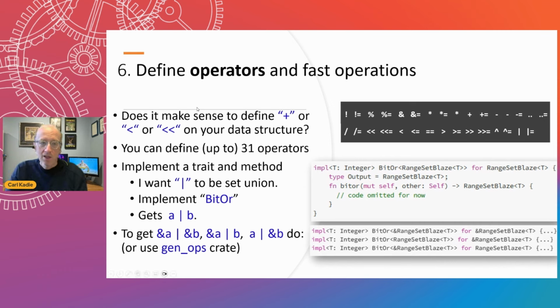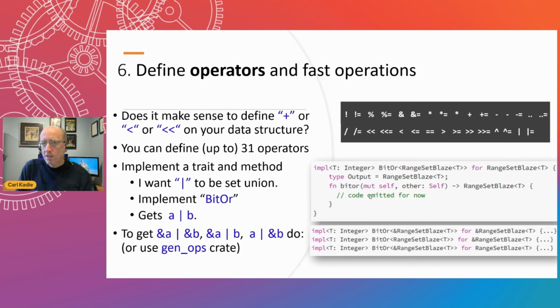The way you define them is, like most things in Rust, you define a trait and then a method inside that trait. So for example, I wanted vertical bar to be set union, this symbol. The way I do that is by implementing a trait called bit or. And why it's called bit or and not vertical bar is because vertical bar is usually used in Rust for bit or, but in this case, I'm going to use it for set union. And I just implement the bit or method, and then I'll get set union.